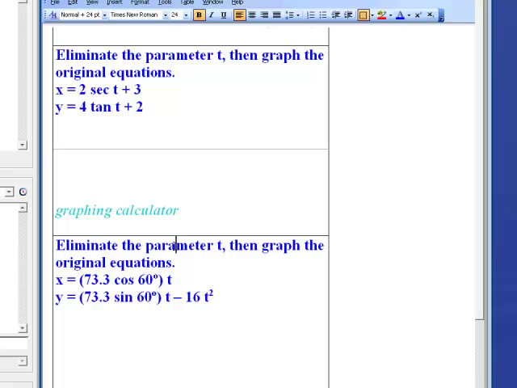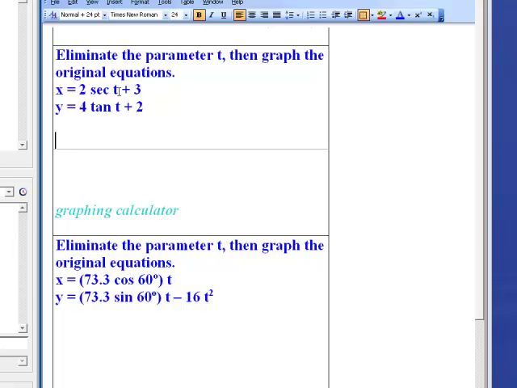Welcome back to this lecture on parametric equations, and this is the next one. Same kind of deal. We have x equals secant t plus 3. We have y equals 4 tangent t plus 2. We're supposed to eliminate the parameter t, and then graph the original equations.